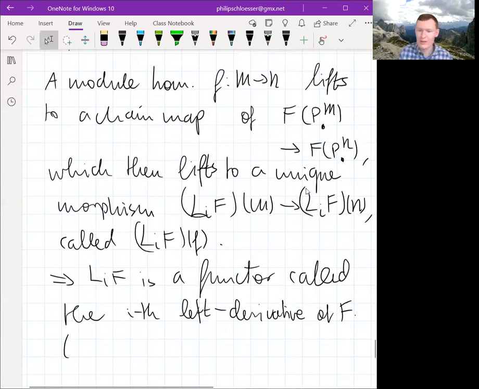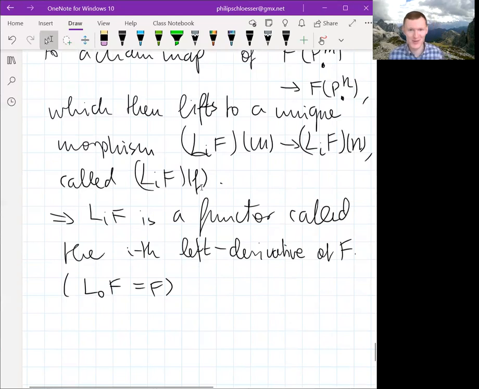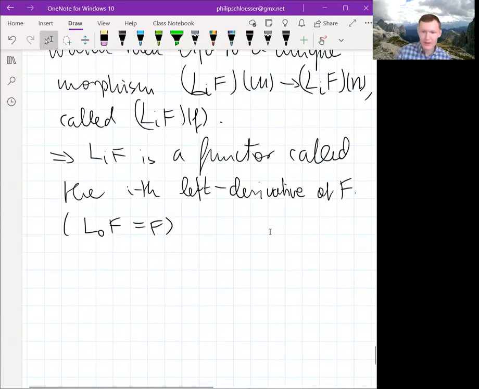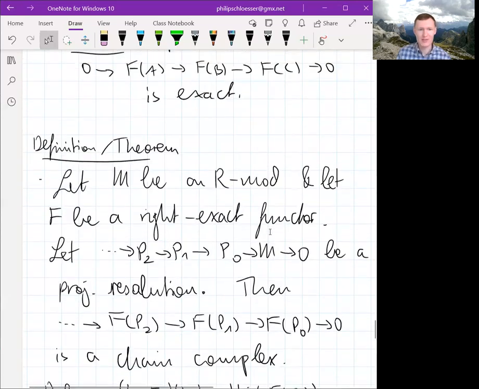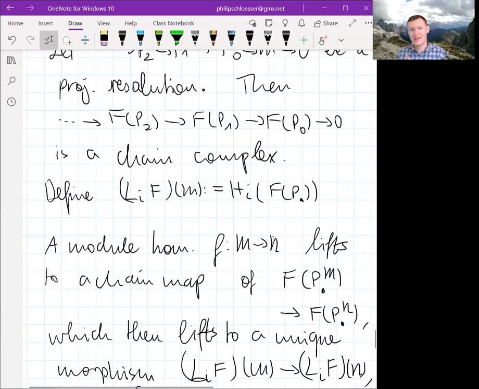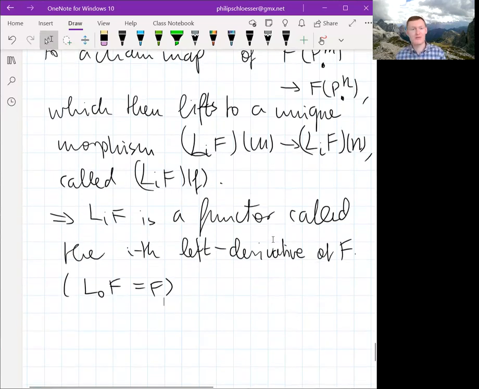And it is apparently not very hard to check that L_0F is the same as F, which makes sense: if you derive zero times, you shouldn't change the thing. So note, we started with a right exact functor, and then we're able to classify how much it fails to be left exact. And we do this by looking at the ith left derived functor of F.